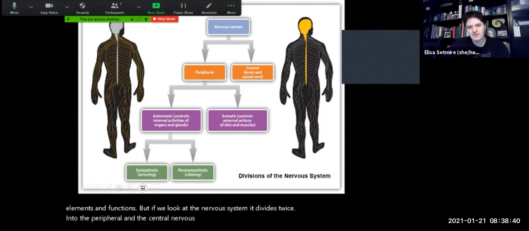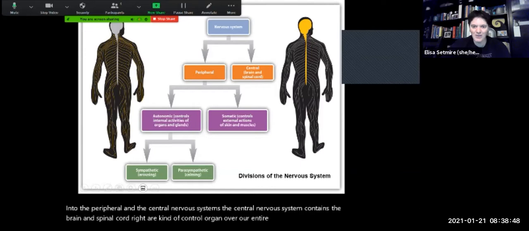The central nervous system contains the brain and spinal cord, right? Our kind of control organ over our entire body and our communication superhighway. And the peripheral nervous system is all of the other connections, all of the other nerves that branch off of the brain and spinal cord connecting to the rest of the body.